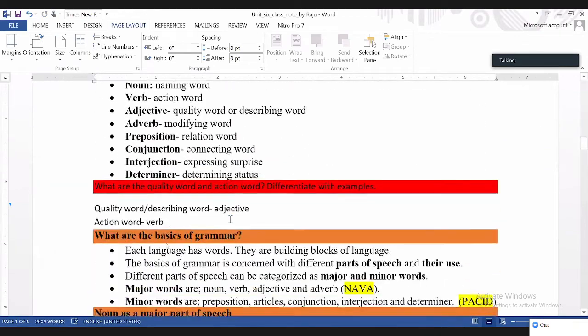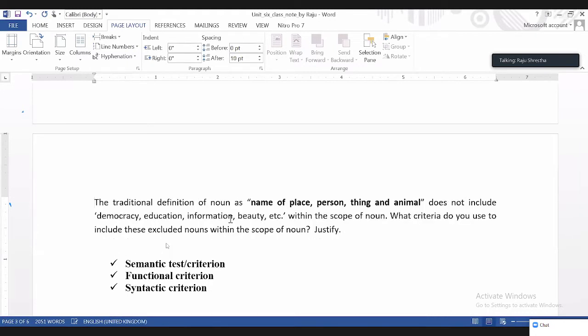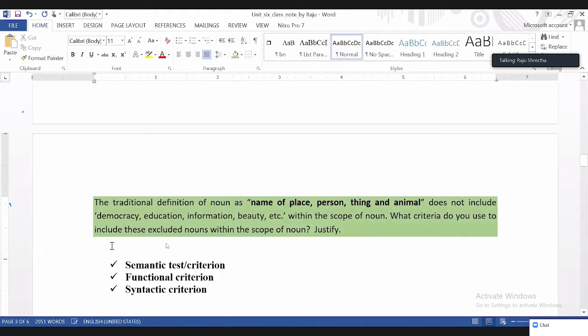Let's look at the question. This is one question. Let's discuss. Tell me, what would you put as a little background? What is noun? Noun is a naming word. It is one of the basics of English grammar.